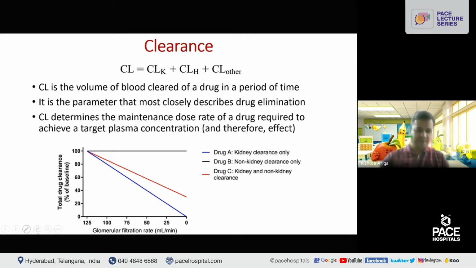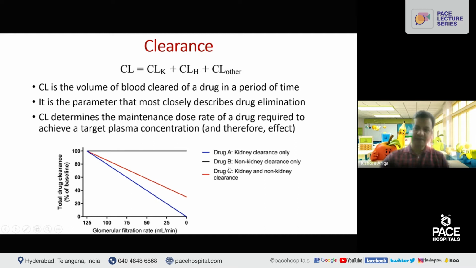So this graph shows on the x-axis the GFR. As we move away from 0, the GFR decreases, and the y-axis shows the total drug clearance. This is the 100% clearance and the 0% clearance. So the blue line depicts a drug A which is cleared only by the kidney. If everything is simple, if the GFR falls, the clearance of the drug also should fall. It should be a linear line.